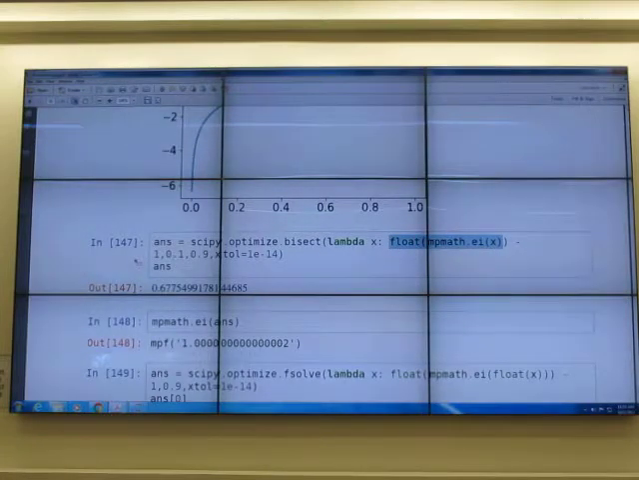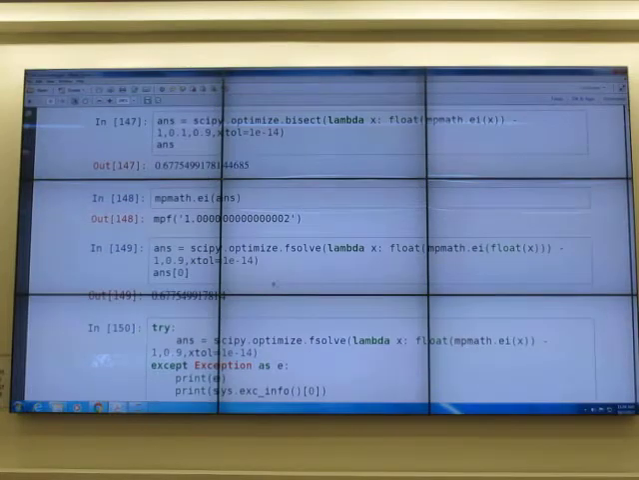Minus 1. And my range for bisection is 0.1 and 0.9. The x tolerance is equal to that. Then this is my answer. Okay. Check again, mpmath.ei. I get that. So if I don't use bisect and use fsolve, I get the same answer.